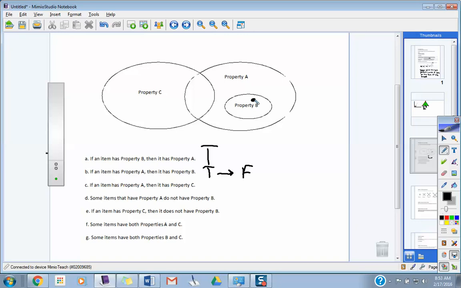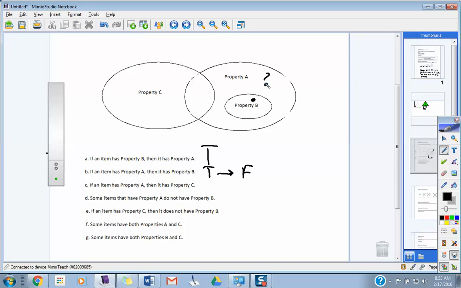That would be a point that's in property B and property A at the same time, right? Yes. How about this one, right? How about this point right here? Is that point in property A underneath the question mark? Is that point in property A? Yes, it is, but is it in property B? No. Okay. Are you saying this statement is true all the time or some of the time? Some of the time.